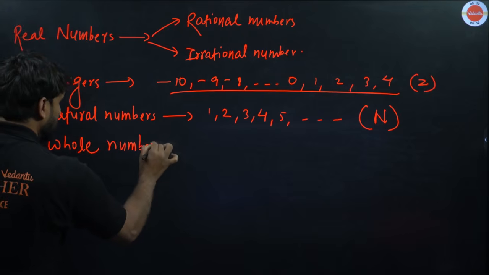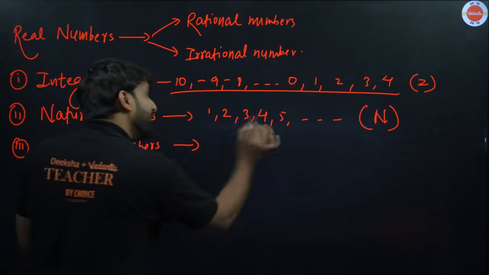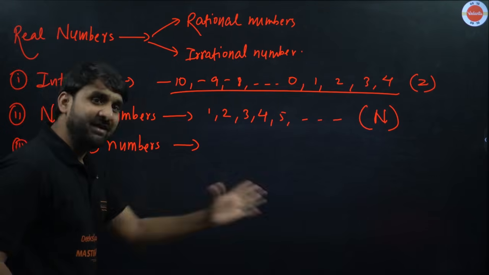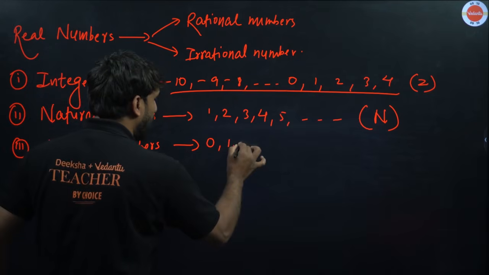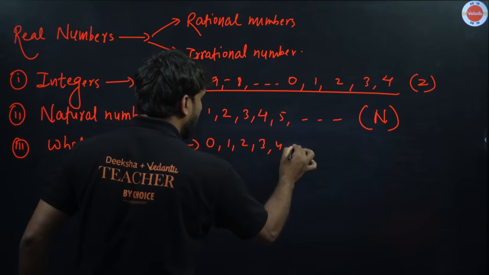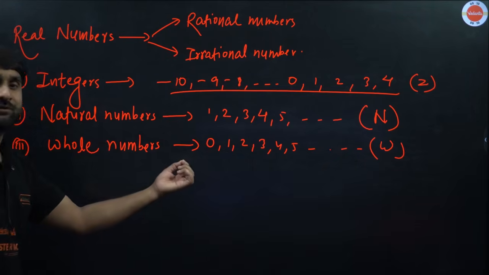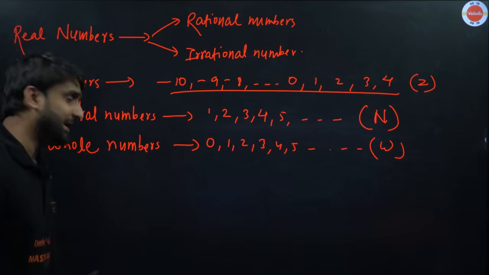The third is whole numbers. So my dear champion, in whole numbers, every natural number will be there, including 0 also. So 0, 1, 2, 3, 4, 5 and so on. This is called, my dear champion, whole numbers. So this is a whole number. This is a natural number. I hope you are getting my point.